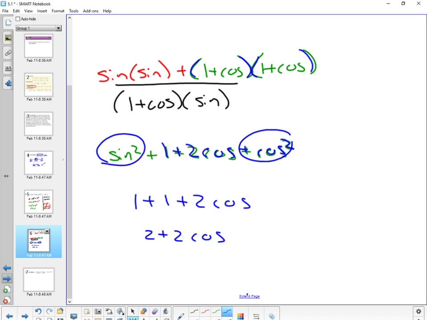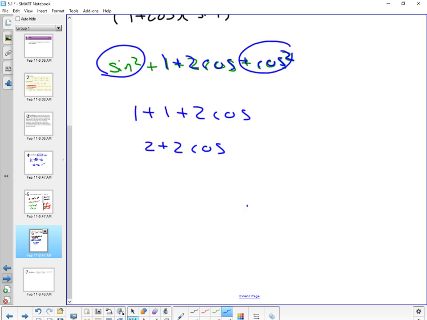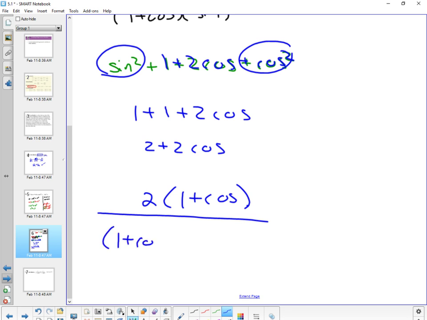They have a 2 in common, correct? So I'm going to factor out a 2. That leaves me with 1 plus cosine. What was my denominator? It was 1 plus cosine times sine, correct? Hold on, I missed some people because we went kind of fast there.